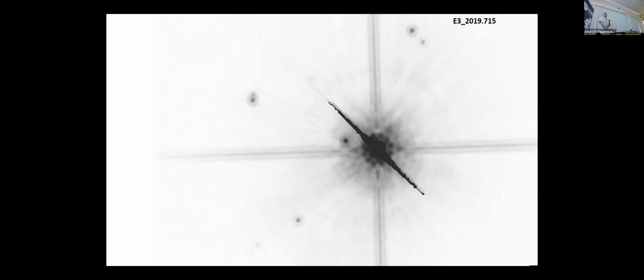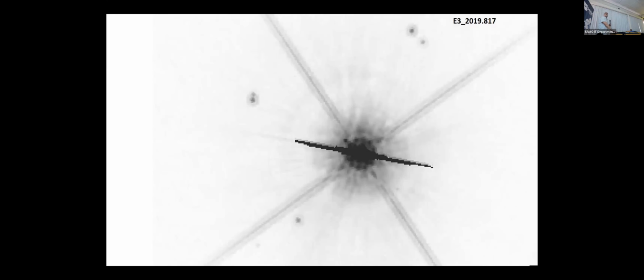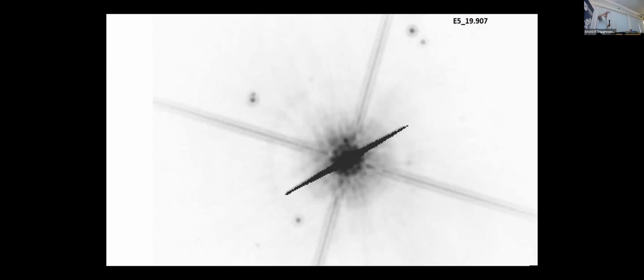You can sort of see we took another one later in 2019, and that's the target star right there. Another observation a few months later, another one. You can sort of see that the bumps in the PSF are making it difficult to measure the flux and location of the target star. These are things that you have to deal with.